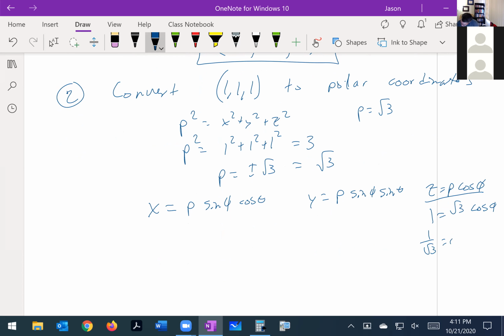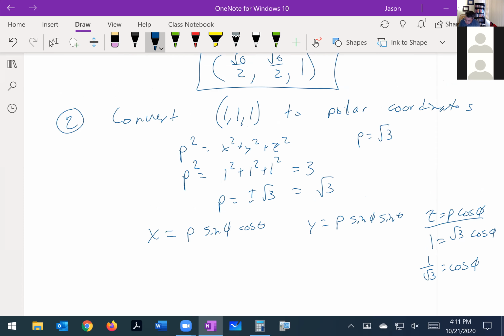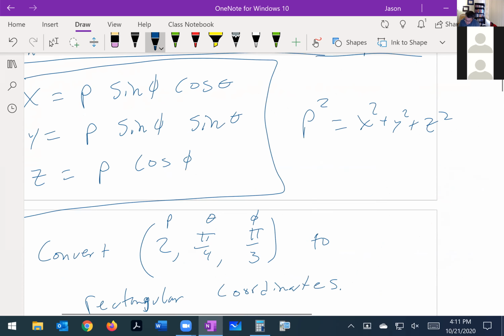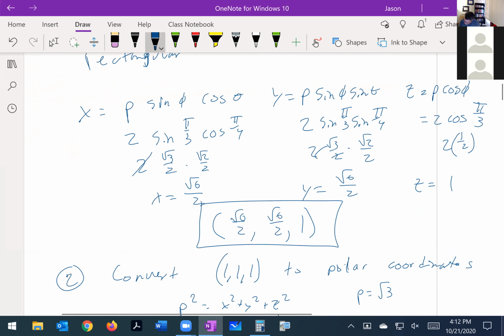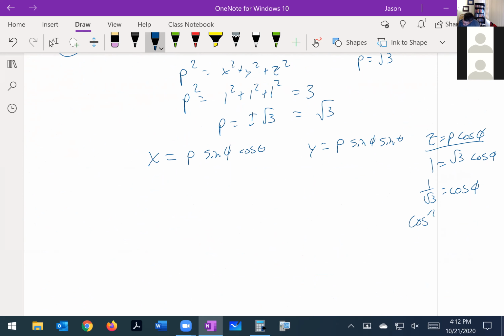So 1 over radical 3 is equal to cosine of phi. So if I do the inverse cosine of 1 over radical 3, before I just used inverse sine, right? Didn't I use inverse sine or something like that? I don't know what I did. Yeah, I used inverse sine of radical 2 over radical 3. Okay. So could I use inverse cosine? Yeah, of 1 over radical 3. Yeah, absolutely. Inverse cosine of 1 over radical 3, and that'll give us phi. Okay, I'm just going to leave it like that.